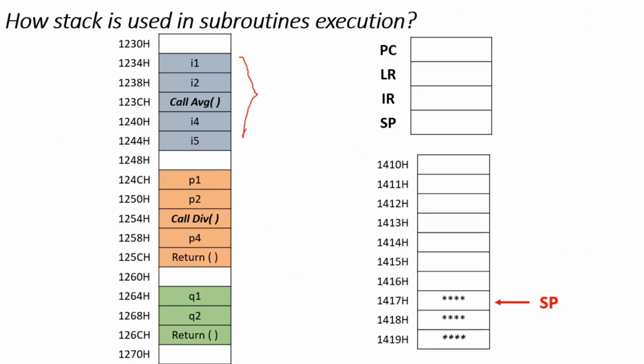Here there is a main program, I'll write M, then I have an average subroutine, okay, then I have a division subroutine D. The main function calls average here, right? Then the average subroutine calls the division subroutine. So it is a nested subroutine concept. Now let us see how the stack is used. You can see there is a stack over here. There is some random data here in the stack. The stack pointer is pointing to the top element present right now.